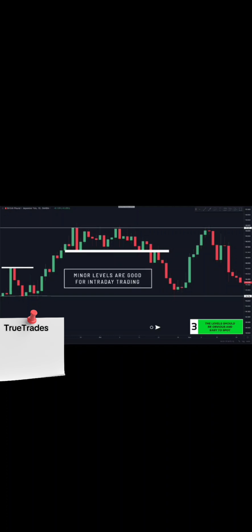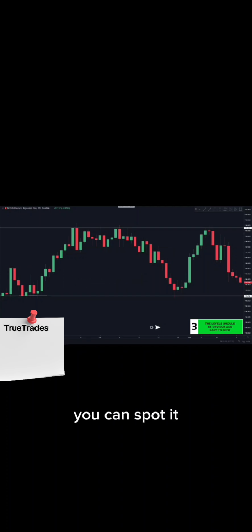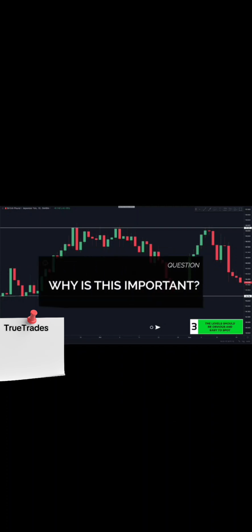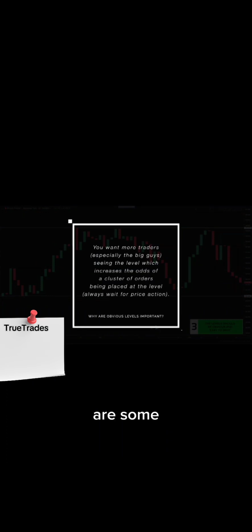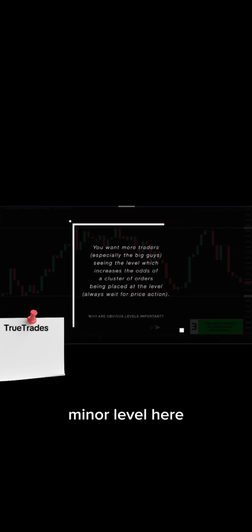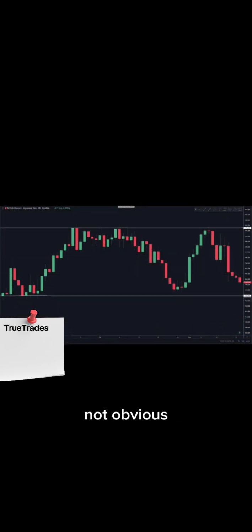Minor levels are useful for intraday trading, which we will get into in a future video, but for now, focus on the obvious levels. So why is this important? The more obvious the level is, means that more traders will be eyeing the level, which increases the probability that traders will be taking action at these levels, as in closing or opening positions. Now to the next criteria.